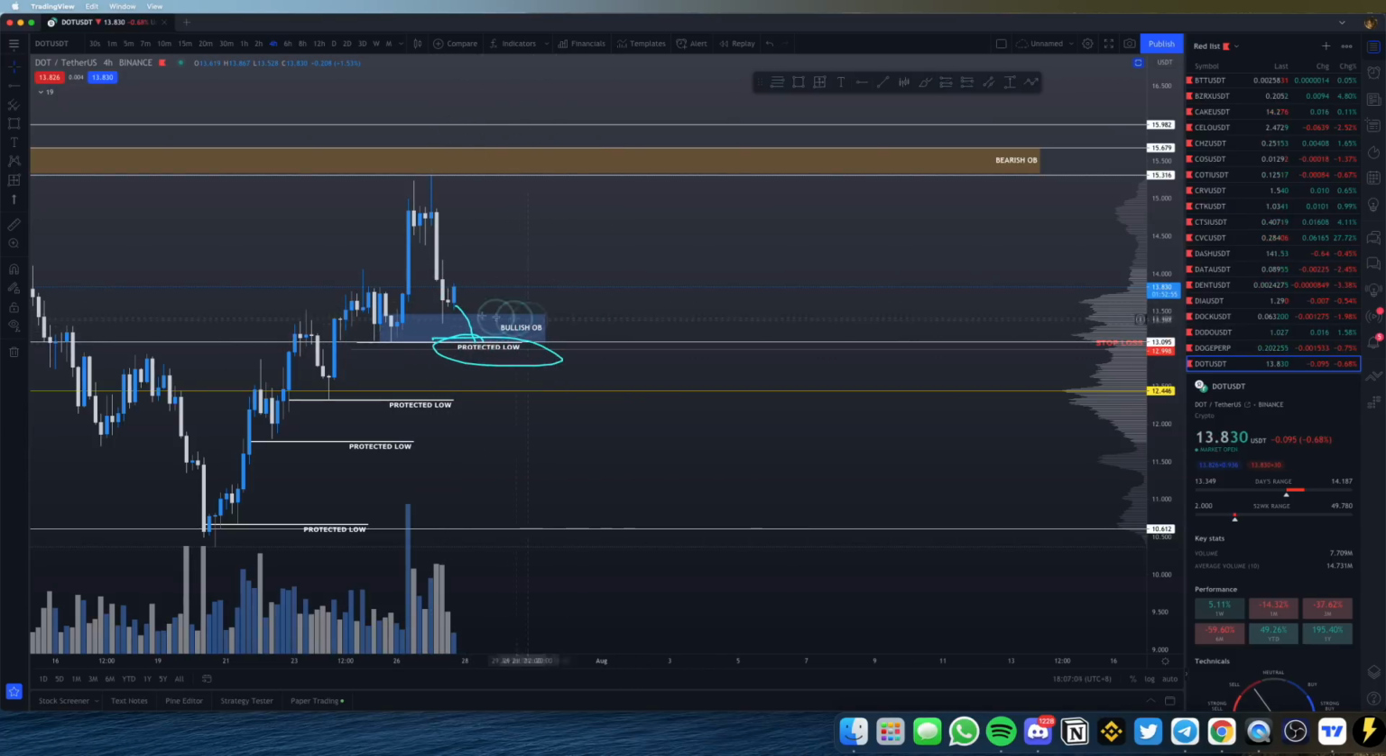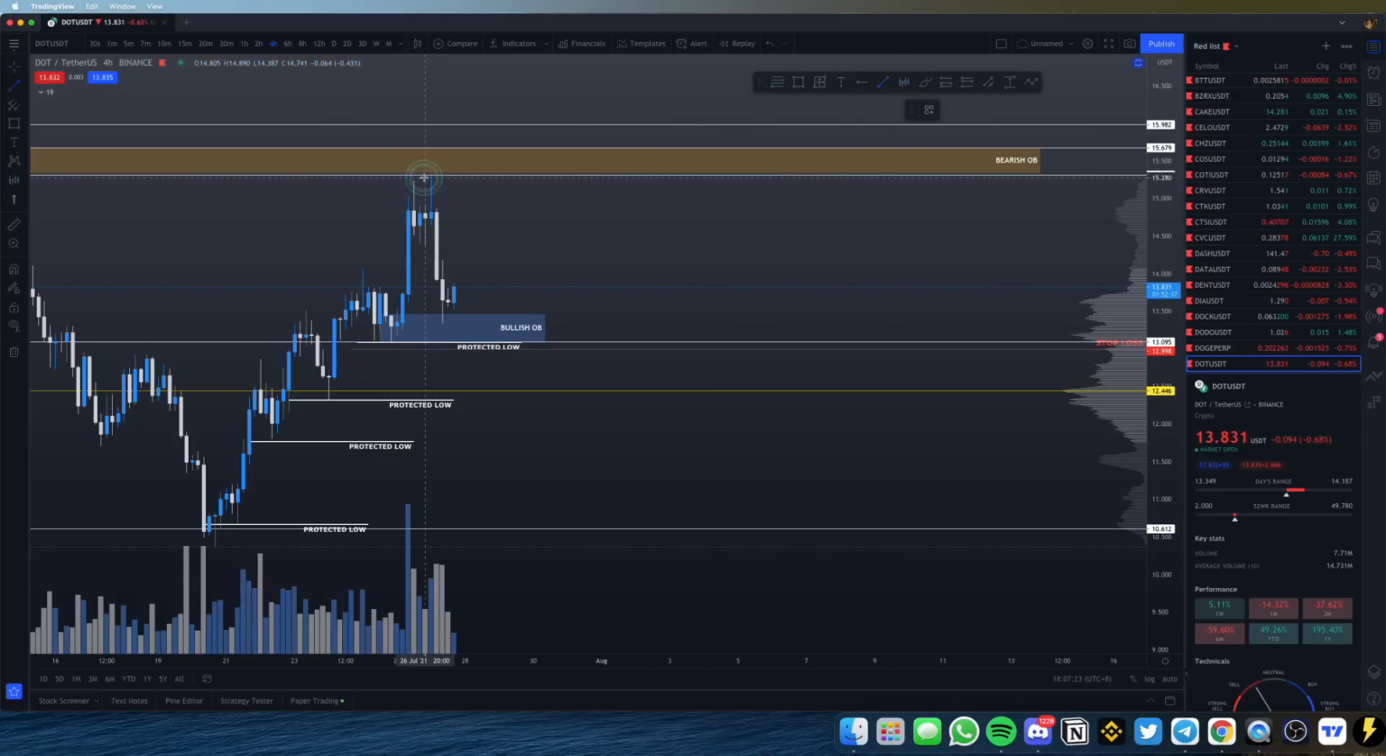If Polkadot does break below this level, again, this is violating a protected low. It means that institutions have started to short this, and if it does break below this protected low, what you will see is actually a head and shoulders pattern. I don't know if you are familiar with technical patterns, but this is what you call a head and shoulders, and usually this is a bearish pattern.